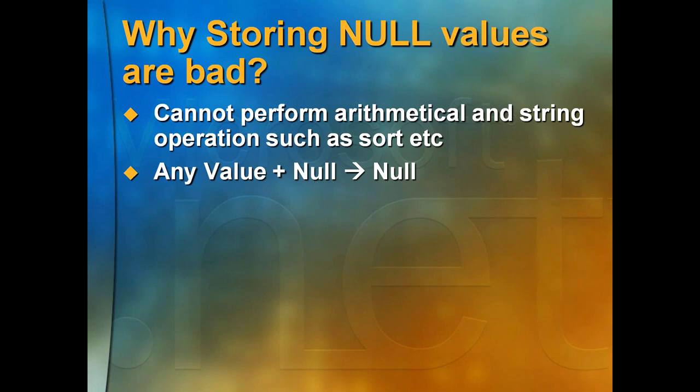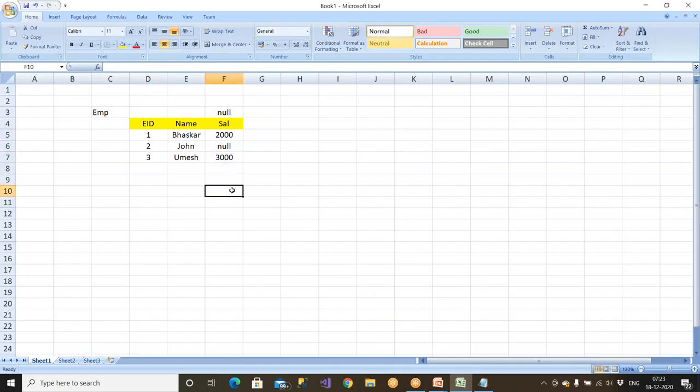You cannot perform arithmetical operations. I also wanted to perform string operations such as sorting. For example, I would like to sort the data in descending order. 2000 is a value I can sort. Null is not a value, it is a blank. Sorting will fail. If there is an A and a B, I can sort. But if I have A and I don't have anything here, how do I sort the data? There is a B and there is a blank value. So sorting cannot happen. Clear?